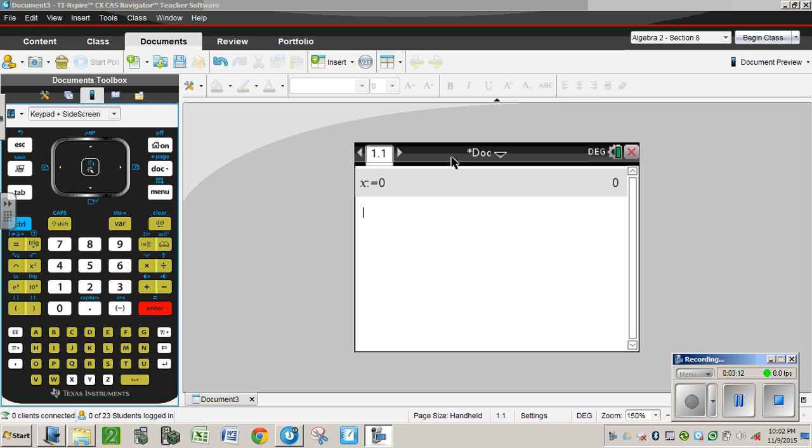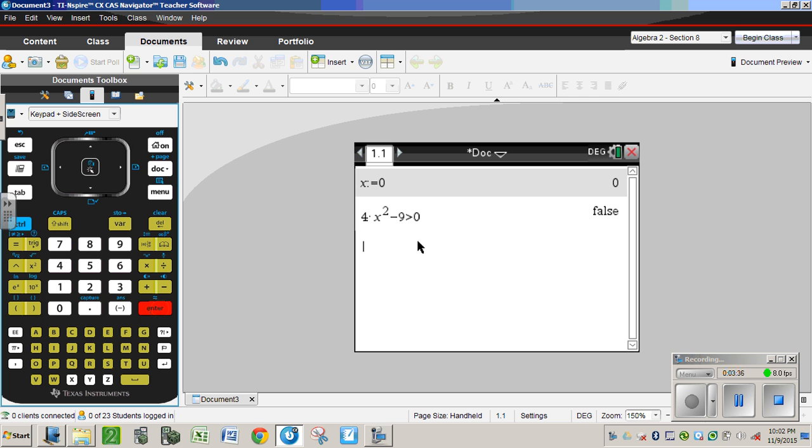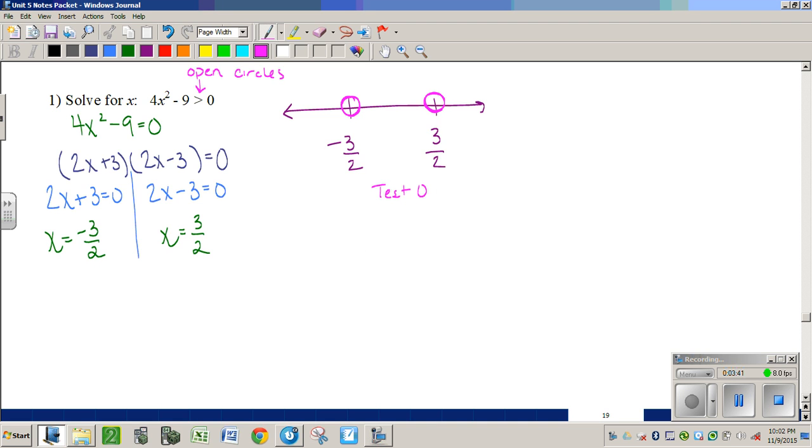I stored x into my calculator. Now the inequality that I'm going to check is 4x squared minus 9. If you want to get your inequality symbols, you're going to do control equals, and then your inequality symbols will pop up there. I need greater than 0. Now it told me that was false. That means 0 is not a solution to our inequality. So I don't want to shade in between my two solutions, because that turned out to be false.